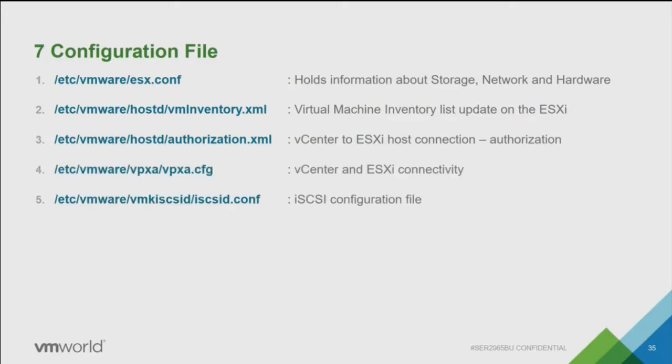Then we have vpxa.cfg, which is the configuration file important to connect to the VPXD on your vCenter. Why is this important? This holds the IP address and other details of your VC itself. If this file goes corrupt, you will not be able to connect successfully.